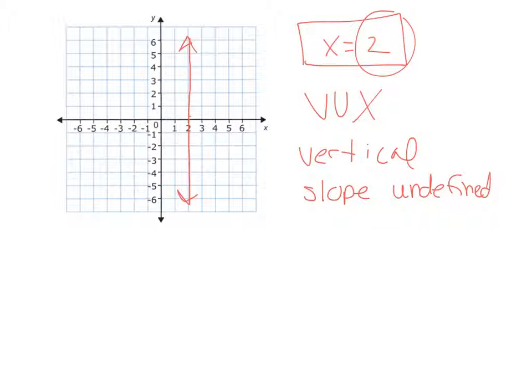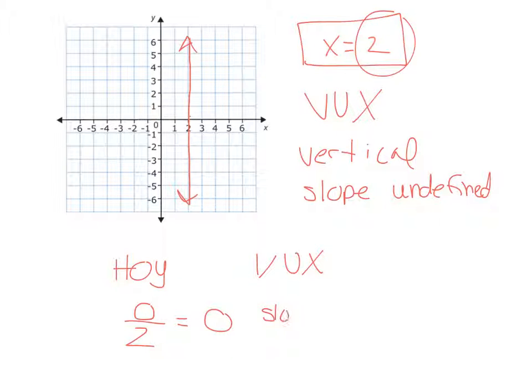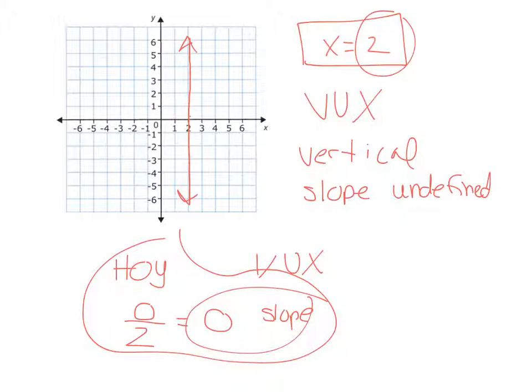So let's just remember one thing about the Vux and the Hoy. If you are finding the slope, anytime that 0 is on the top of a fraction, that fraction equals 0, and the slope would be 0. And that's where you would have a horizontal line. And then if you have 0 on the bottom of any fraction, that comes out to be undefined. That's an undefined slope, which would always be the vertical line. And that would be the Vux problem.